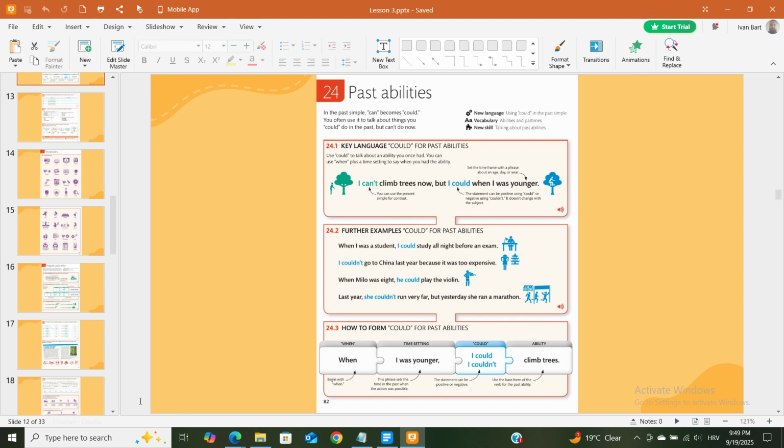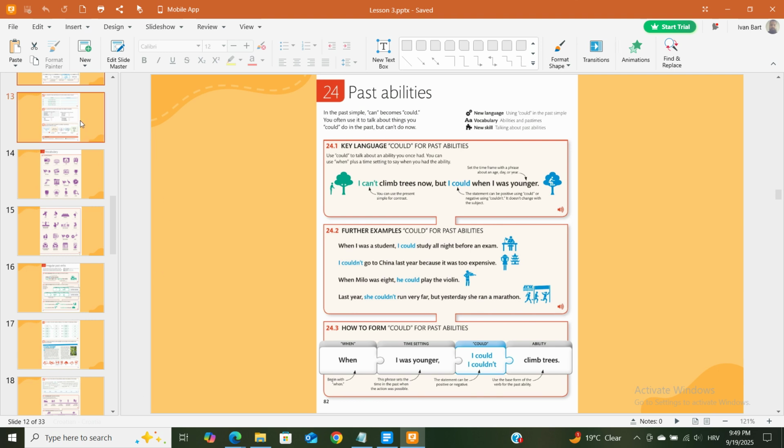24.3 How to form could for past abilities. Begin with when. This phrase sets the time in the past when the action was possible. When I was younger. The statement can be positive or negative: I could, I couldn't. Use the base form of the verb for the past ability: climb trees.